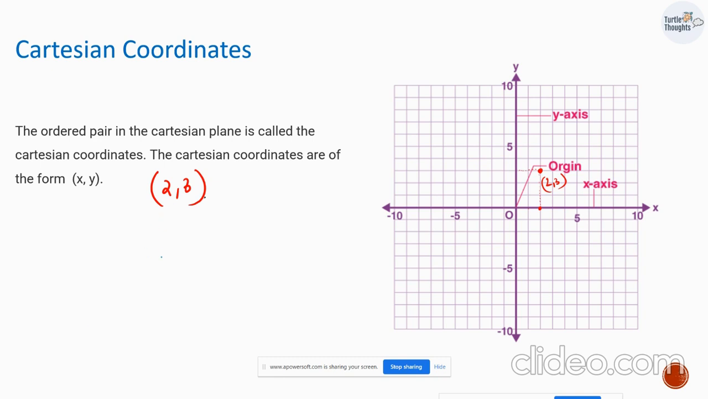Similarly, I can take some other point, say minus 5 comma 8. On the x-axis I have to point towards minus 5, and on the y-axis I have to point 8. So 5, 6, 7, 8, 8 is over here. So where is our point going to be? If I draw perpendiculars like this, this point is going to be minus 5 comma 8. So the Cartesian coordinates help us to locate any point, which are represented by x comma y.